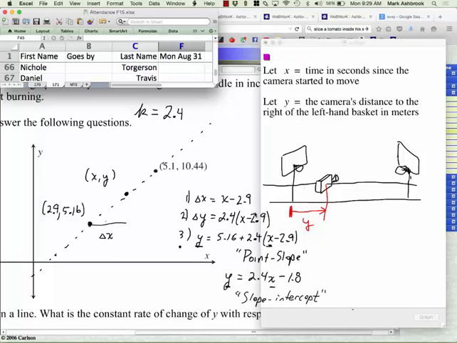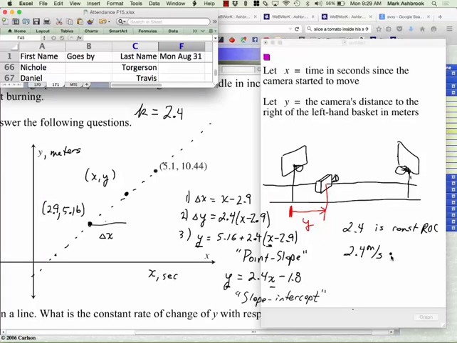So now in this context with the basketball, x is the seconds and y is meters. What does the 2.4 mean? It's the constant rate of change. So that's true. But what does it mean for the situation in terms of the camera and the baskets? Every second it moves 2.4 meters. Agree with that? Yeah, so the units on that would be 2.4 meters per second.